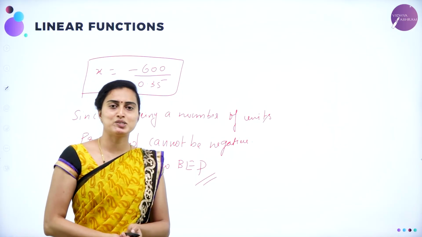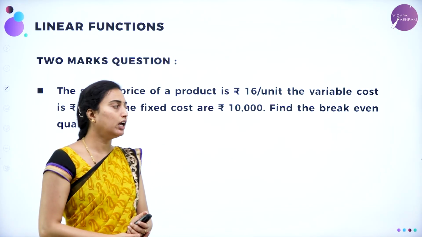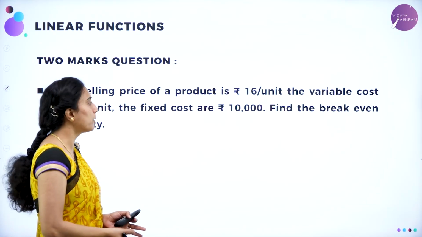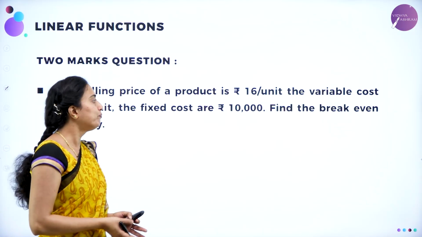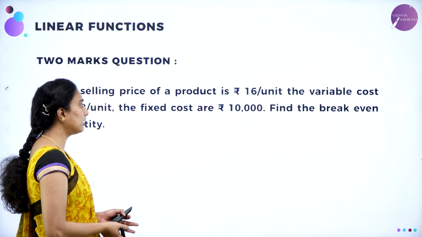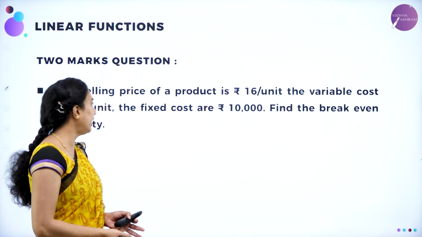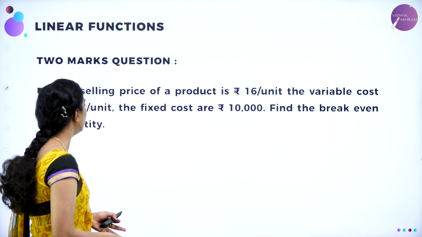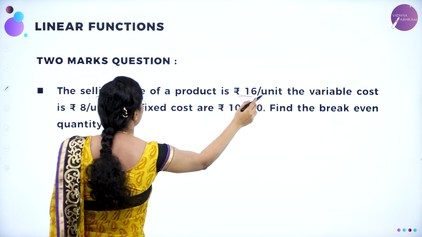I hope you understood this problem. We'll move on to the next one. The selling price of the product is rupees 16 per unit. The variable cost is rupees 8 per unit. The fixed costs are 10,000. Find the break-even quantity. They've asked you to find the break-even quantity. The selling price is rupees 16 per unit.